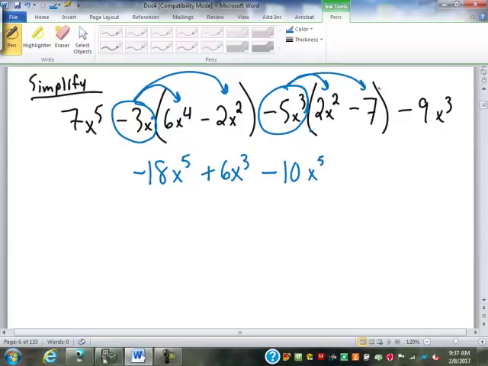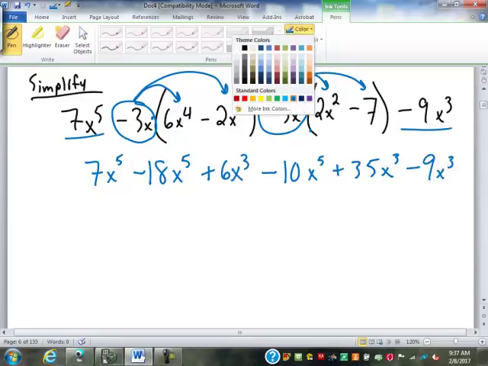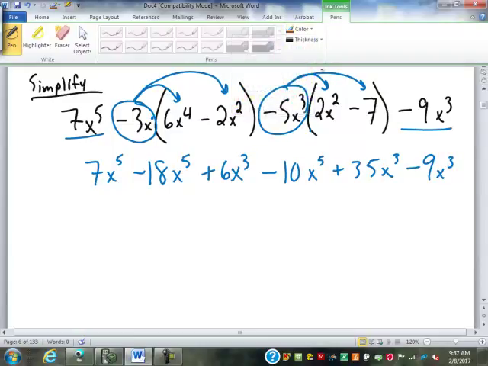Negative 5x to the third times negative 7, positive 35x to the third. Now we still have the 7x to the fifth at the beginning here, and the minus 9x to the third at the end. Those have not been involved in anything yet. So now, what can we combine? Like terms. 7x to the fifth can combine with negative 18x to the fifth. Positive 7, negative 18 ends up at negative 11, x to the fifth yet.